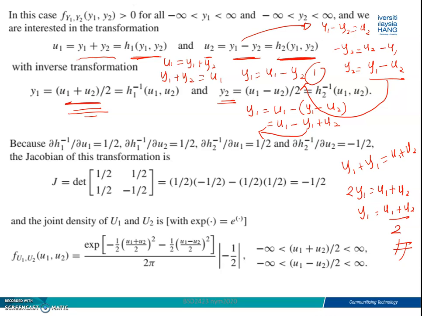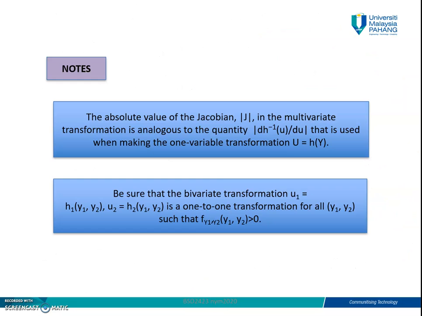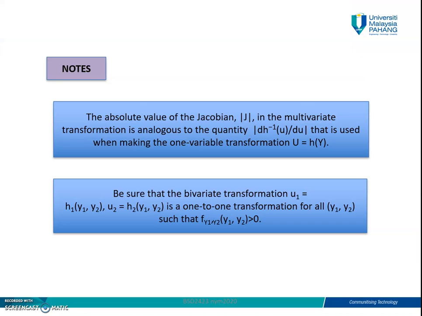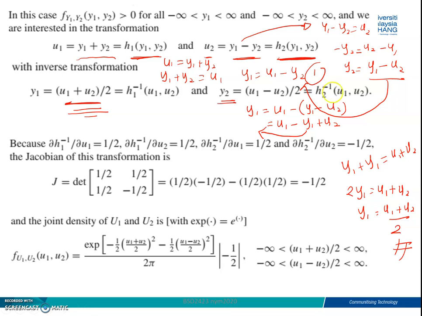And then you need to find the Jacobian. If you look at the Jacobian formula from the previous theorem, the first entry is inverse function 1 with respect to u1. Here this is your function, which is u1 plus u2 divided by 2. When you differentiate with respect to u1, you will get half.